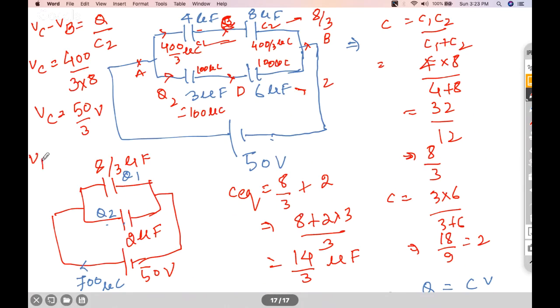Similarly, VD minus VB is Q divided by C. Q is 100 divided by 6. So this is 100 by 6. This also comes out to be 50 by 3. So VD is also equal to 50 by 3 volts. So I hope you all understood it, and this is what it is.